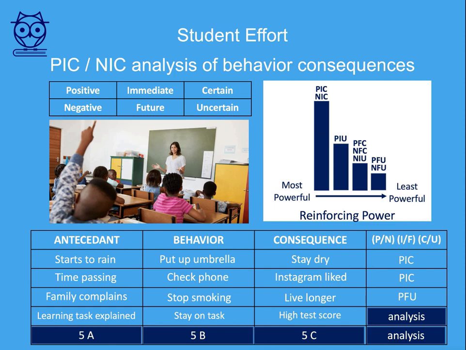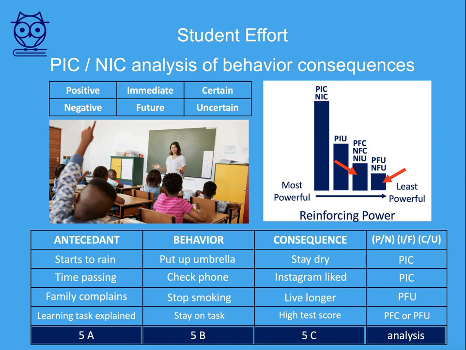Analysis of consequence. Doing well on an assessment is positive. The assessment will occur in the future, and depending on the student's history with assessments, we can predict that a high test score is likely certain or likely uncertain. The results of the analysis are a PFC or a PFU, which have about 30 to 20% of the reinforcing power of a PIC, respectively.